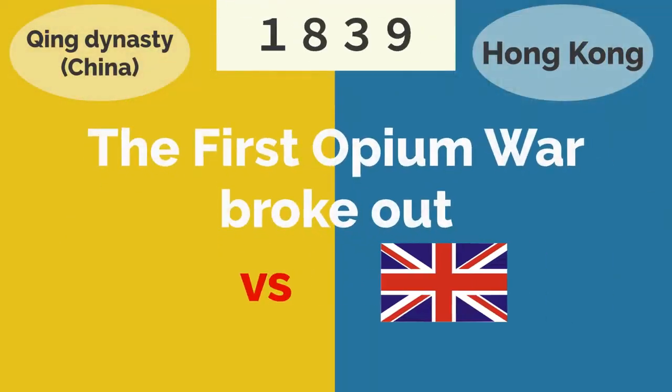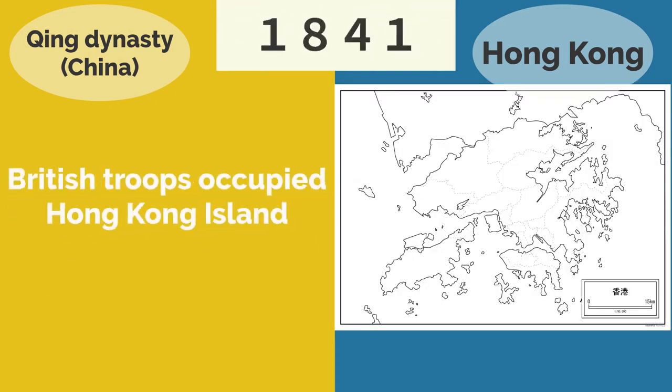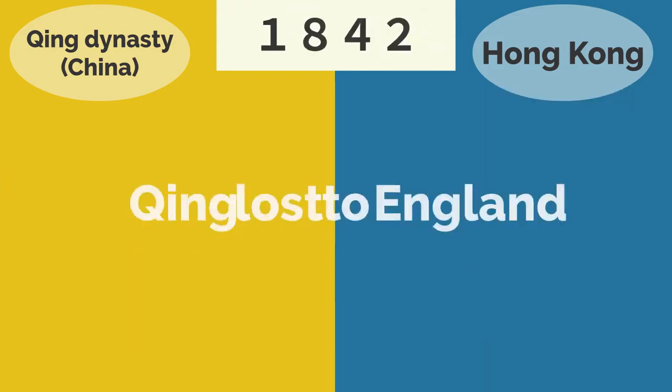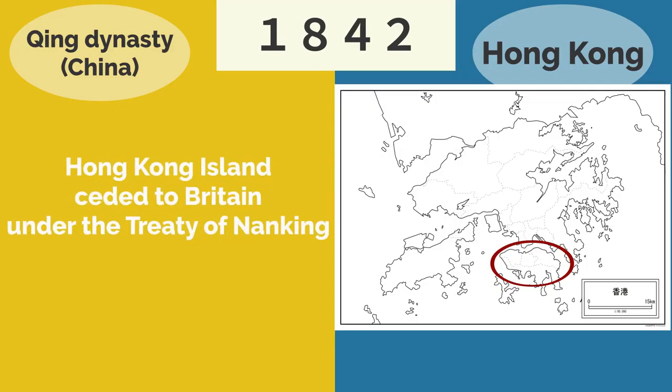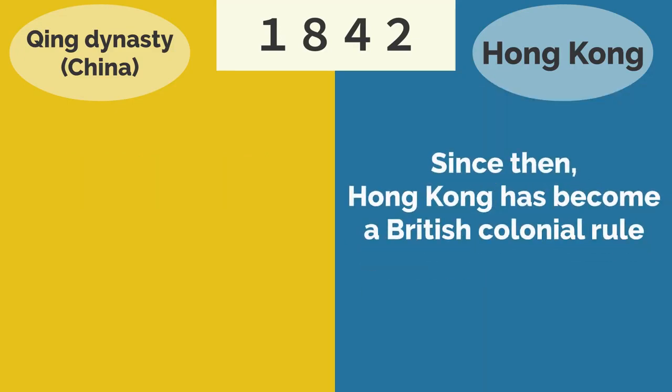In 1839, the First Opium War broke out with Britain. In 1841, British troops occupied Hong Kong Island. In 1842, Qing lost to England. Hong Kong Island was ceded to Britain under the Treaty of Nanking. Since then, Hong Kong has become a British colony.